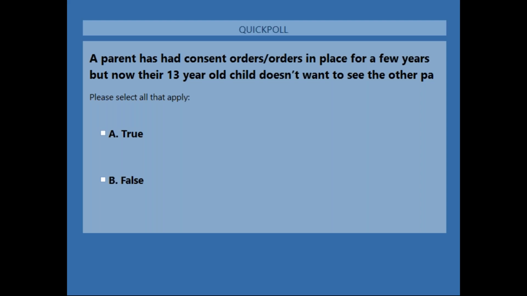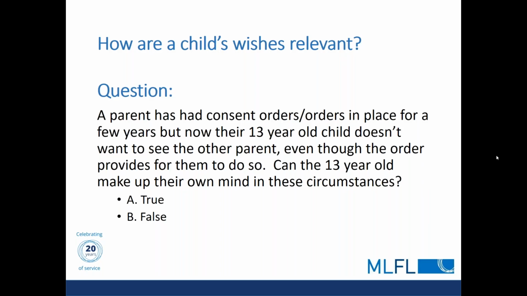Most people have answered now, and most people, 83%, have answered false and 17% true. This is a difficult question. Basically, if you have an order in place, as I said earlier, that order does stay in place until a child is 18 years of age. And a 13-year-old shouldn't really be making up their own mind. The parent whom they live with should be encouraging that child to spend time with the other parent.